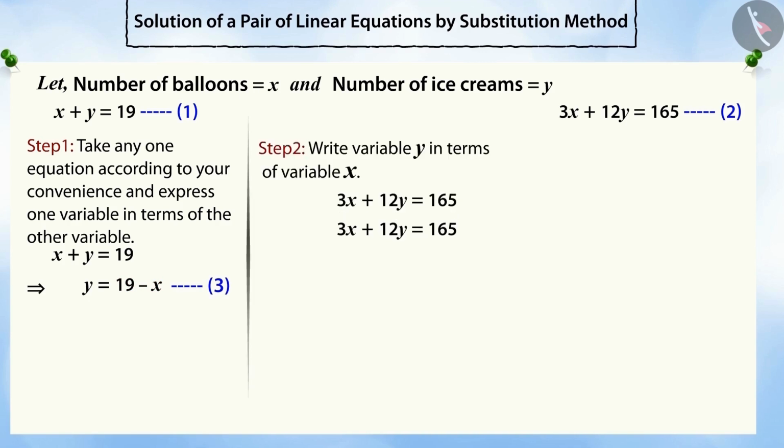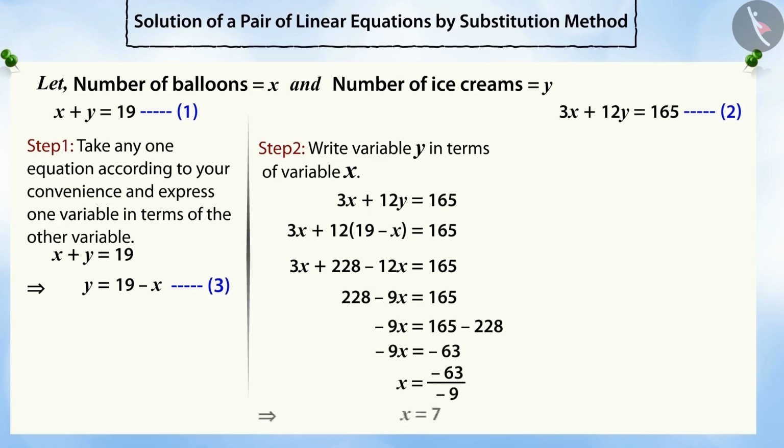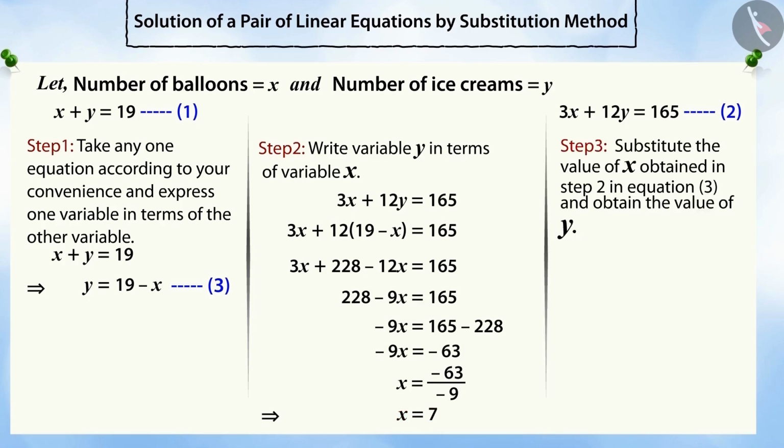In the next step, we substitute the value of y in the other equation. Like here, we have taken the value of y from equation 3 and replaced it in equation 2. By doing so, we get a linear equation in one variable. Solving this further gives us the value of variable x, which is equal to 7. In the third step, we substitute the value of x in equation 3 and obtain the value of the other variable. Like here, we substitute the value of x in equation 3. Solving further gives us the value of y is equal to 12.